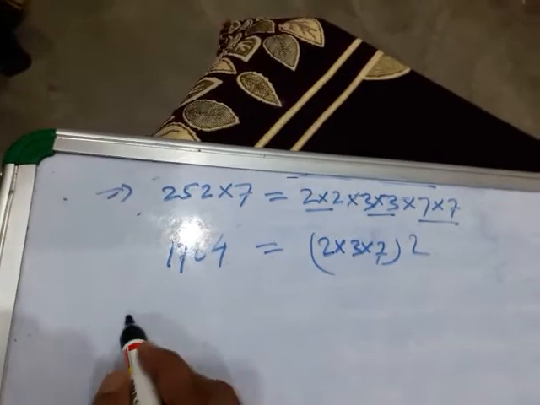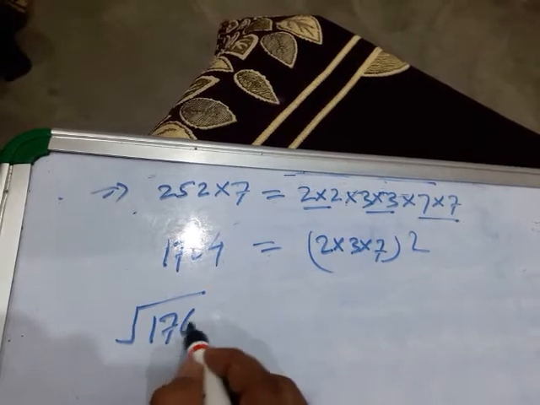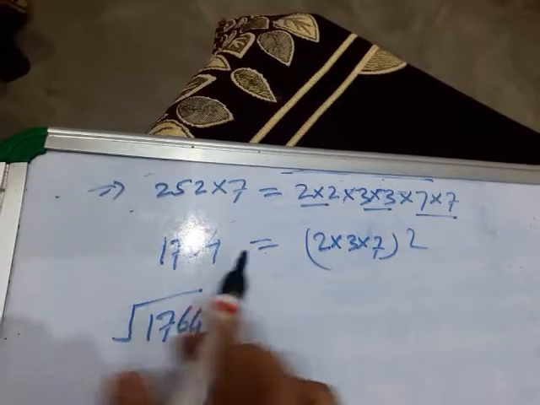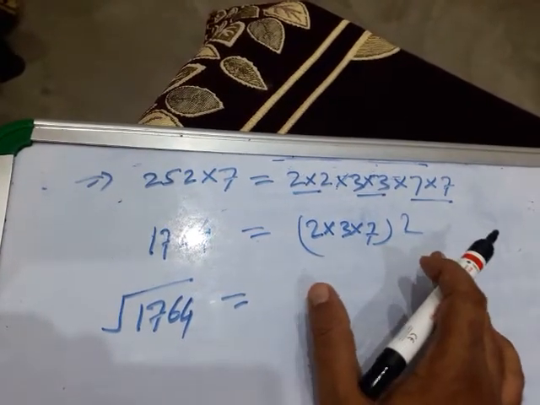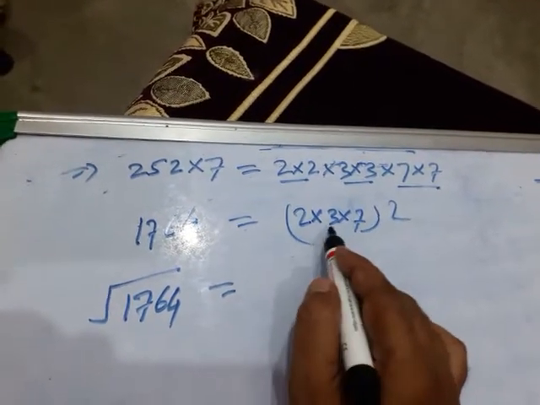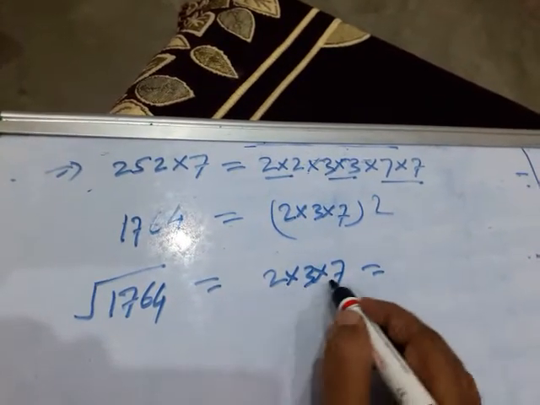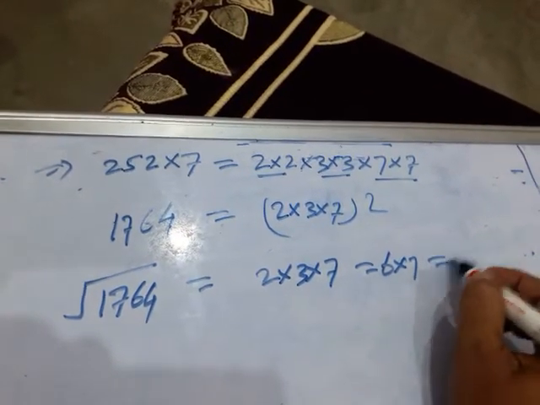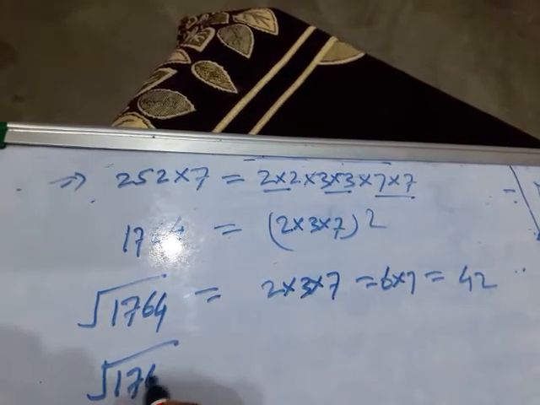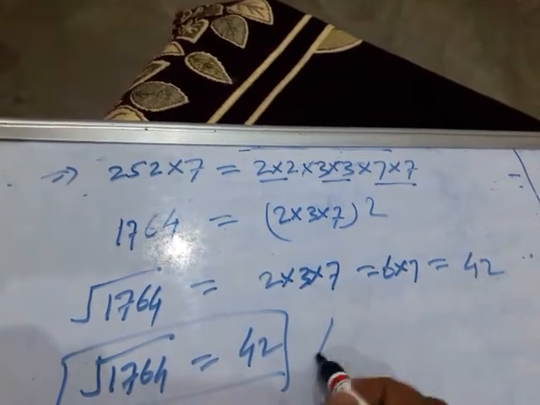Okay children, this implies that the square root of 1764. As soon as we put the square root on both sides, the square and the root cancel, and it will be 2 into 3 into 7. 2 threes are 6, and 6 into 7 is 42. So the square root of 1764 equals 42 children, and that is what we had to find out.